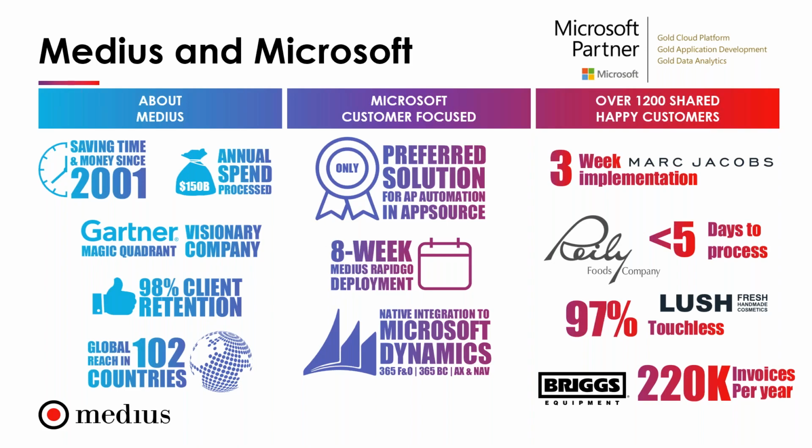We have been working with Microsoft for over a decade, and for 8 years running, we've been a Microsoft Core partner in 3 categories: cloud platform, application development, and data analytics. With native integration with Microsoft Dynamics 365, F&O, and Business Central, as well as AX and NAV. We are actually the only preferred solution for AP automation in Microsoft's App Source, which was selected for its quality, performance, and ability to address customer needs in a certain industry vertical or solution area.